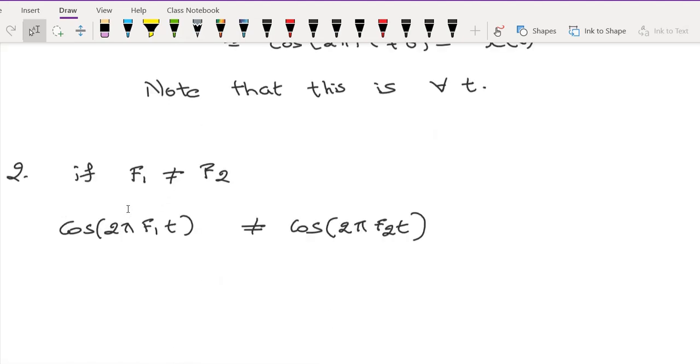Second property, if we have F1 and F2 which are not equal to each other, then the corresponding sinusoids will not be equal. That means for any distinct frequency, we'll have a distinct sinusoidal signal, or there is a unique sinusoidal signal associated with each frequency. Now, this may seem obvious, but we will see that for discrete sinusoids, this is not the case.